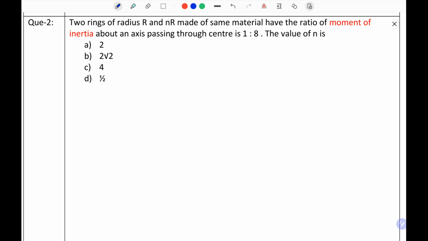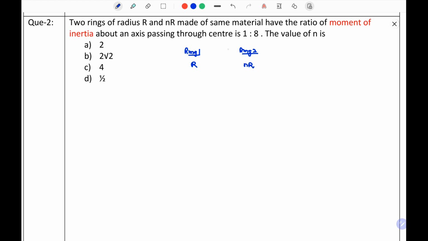Second question is: two rings of the radius r and nr made of the same material have the ratio of moment of inertia about an axis passing through the center as 1:8. The value of n is. The given rings are ring 1 and ring 2. Their radii are r and nr.